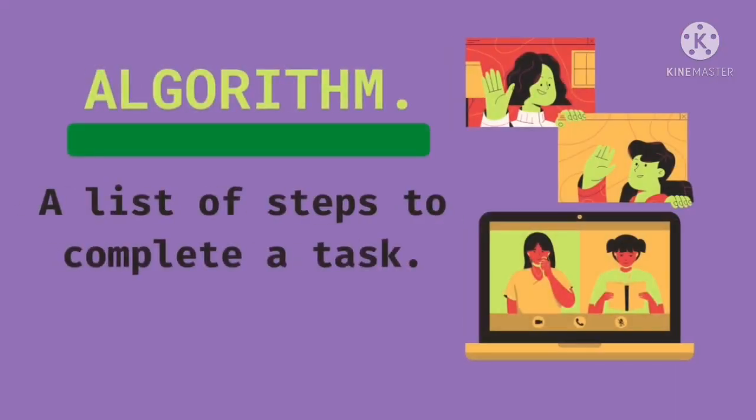The second word is algorithm. An algorithm is a list of steps to complete a task. So algorithms are steps taken to complete a task or to finish something, to finish your work. So when we talk about an algorithm, we're referring to a list of steps taken to complete a task.